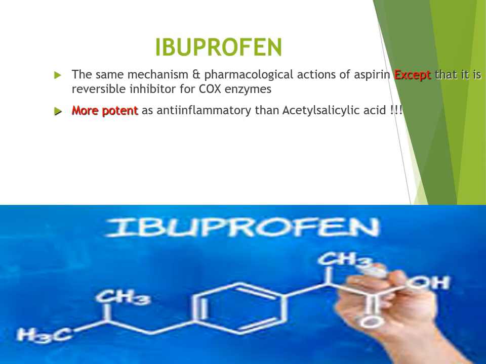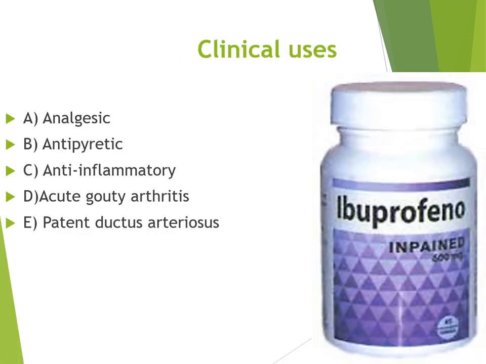Ibuprofen has the same mechanism and the same pharmacological actions as acetylsalicylic acid, as aspirin, except that it is a reversible inhibitor of COX enzymes. It is more potent as an anti-inflammatory than acetylsalicylic acid. Clinical uses: it is used as an analgesic, antipyretic, anti-inflammatory, and also in acute gouty arthritis and patent ductus arteriosus in children.